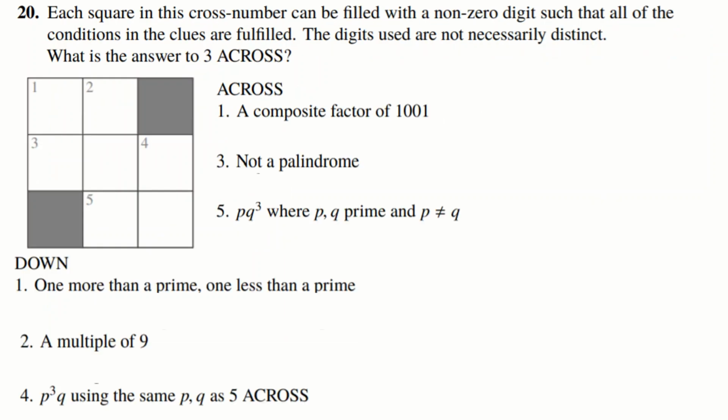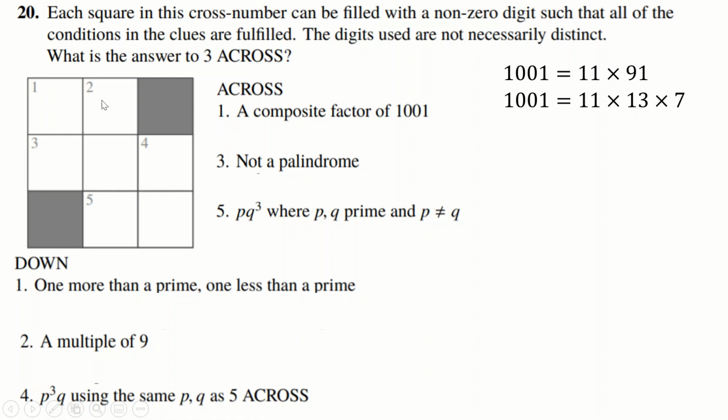20, Senior Kangaroo always seems to end with these crossword puzzles. 101, I did some bus stop division to find out it is 11 times 91, and then 91, I just about know at this point, is actually 13 times 7.